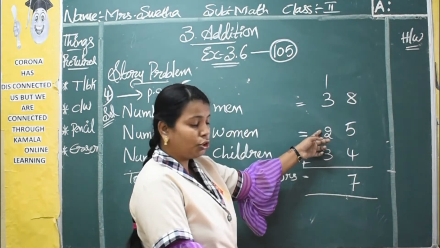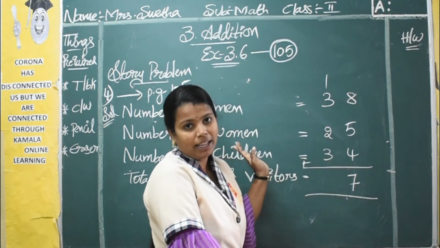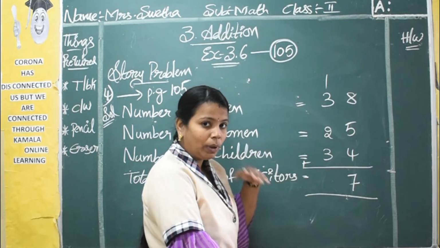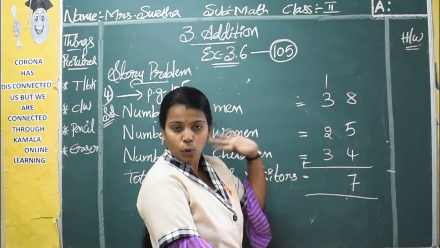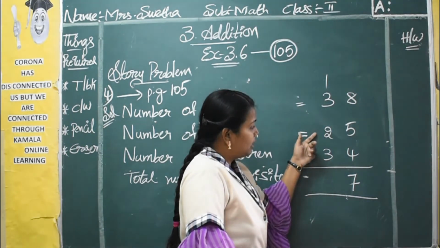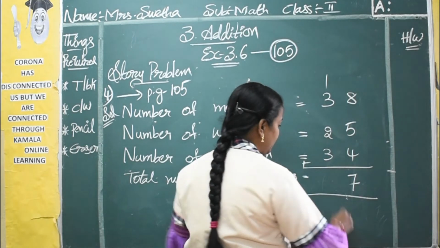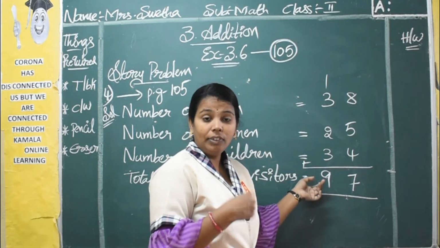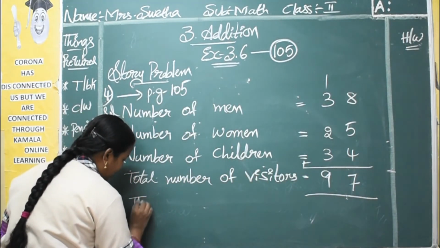Next 3 plus 2. Addition you can do in any way, from up to down or down to up, you will get the same answer. But subtraction you always have to do from the top. I think you have learned that in your first class. Now 3 plus 2 it is 5, 5 plus 3 is 8, 8 plus 1 is 9. So how many people went to visit the museum? Totally they went, 97 members. So now write the conclusion line.